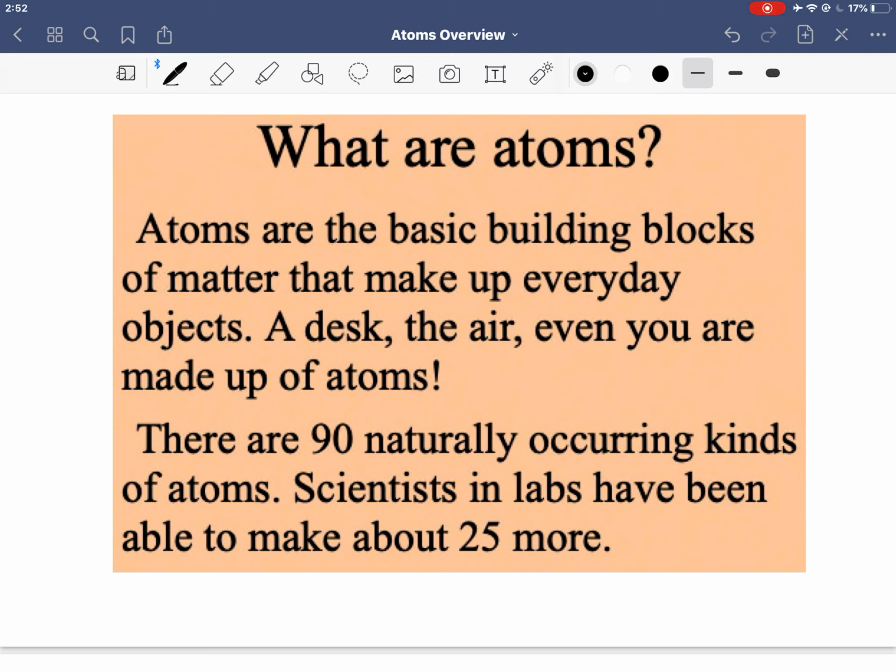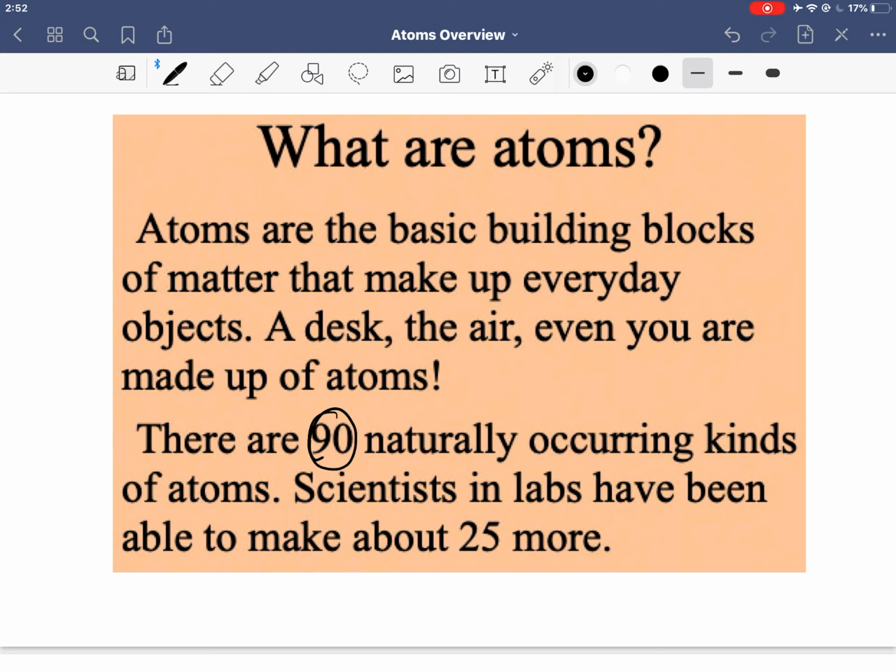Everything that you can see, and even what you can't see, even the air around you, is made up of atoms. Atoms are the basic building blocks of matter that make up everything except for energy. A desk, the air, even you are made up of atoms. There's different varieties or types or kinds of atoms.